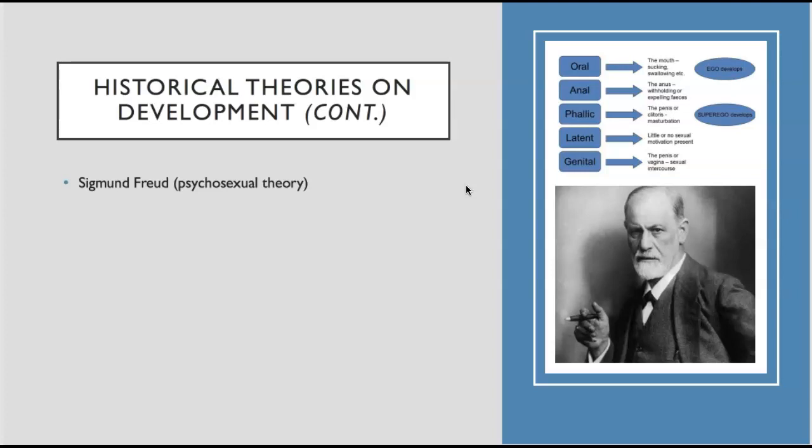During the latent stage, which is basically the elementary school years between 6 and 12, not much is going on in terms of sexual development. That's why it's referred to as the latent stage. And then once puberty begins, at least in Freud's day, around the age of 12, the child moves into the genital stage, and this is when they start to develop an interest in a sexual partner. And Freud believed that if the first 3 stages were navigated through successfully, then they would be able to have healthy relationships as an adult.